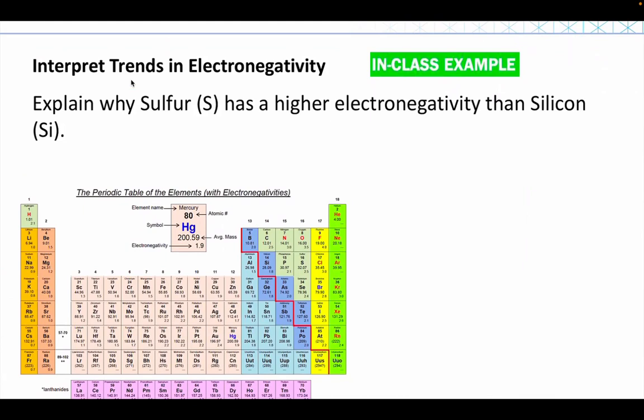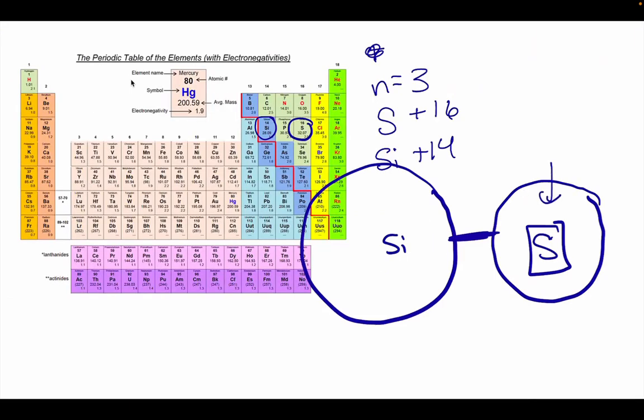So for electronegativity, sulfur has a higher electronegativity than silicon. And that's because they're both going to have 3 energy levels, but sulfur is positive 16 for its nucleus, and silicon is positive 14. So if I were going to draw them just really quickly, the sulfur is going to be smaller, and then the silicon is going to be bigger. So if I was an electron in between, I'm going to feel this nucleus pulling more. So that's why it has a higher electronegativity.